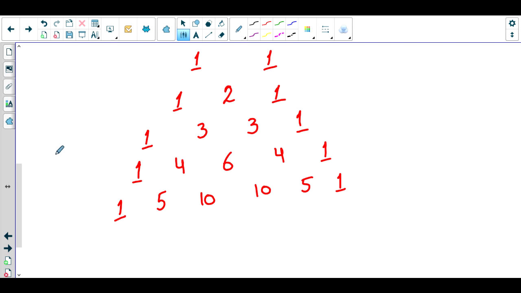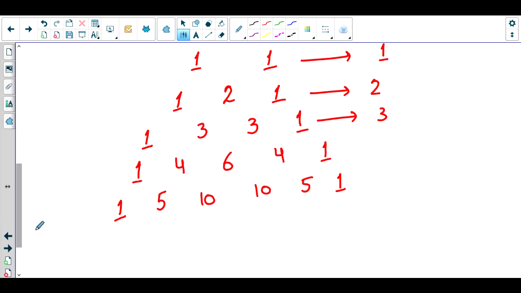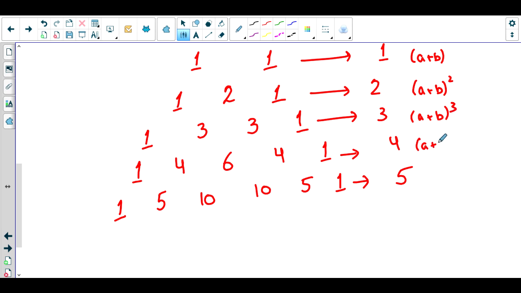This is basically called Pascal's triangle. This is row 1, this is row 2, this is row 3. What is this giving us? What is the information we are getting? Basically we are getting the coefficients of the respective expansions. This is the coefficients of a plus b, this is the coefficients of a plus b square, this is the coefficients of a plus b cube. Similarly, this is a plus b to the power 4 and this is a plus b to the power 5, and this can continue.